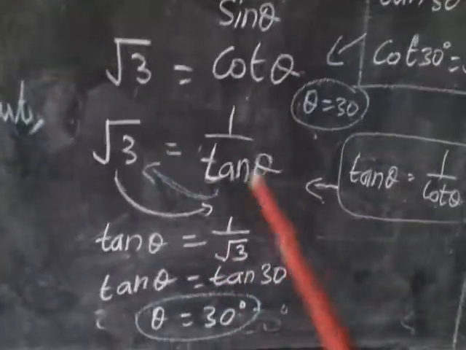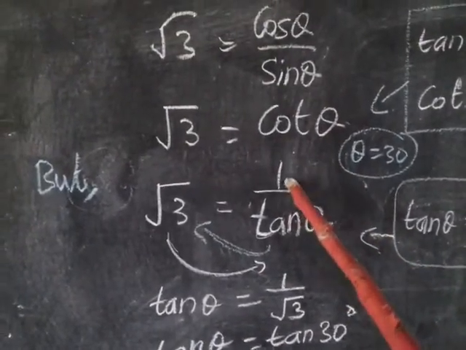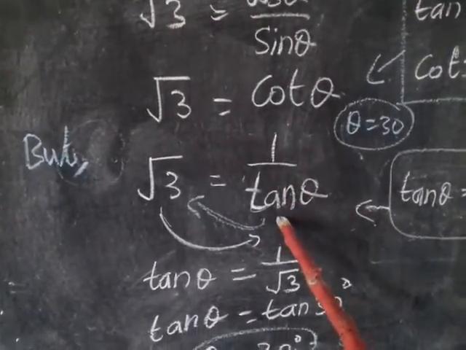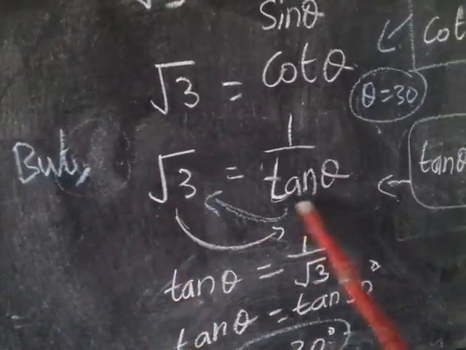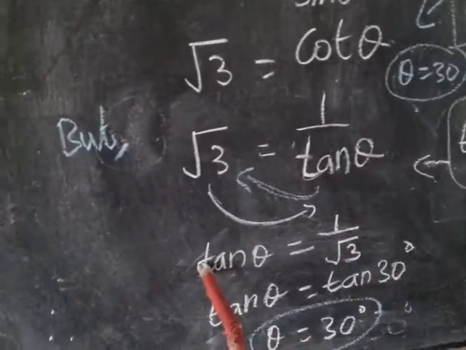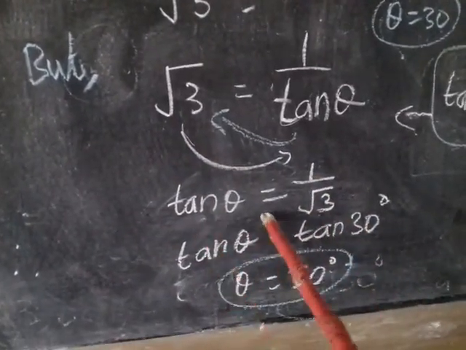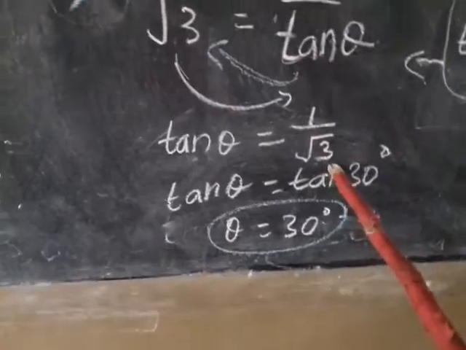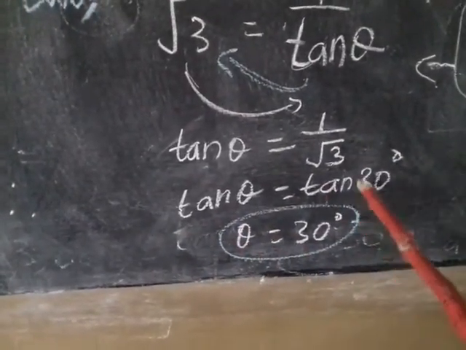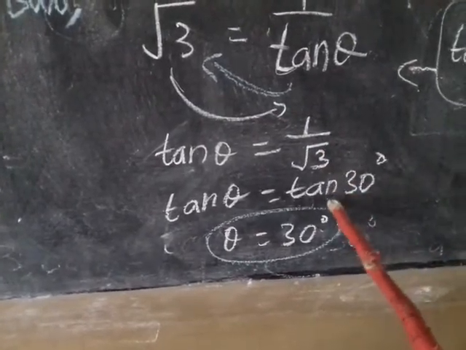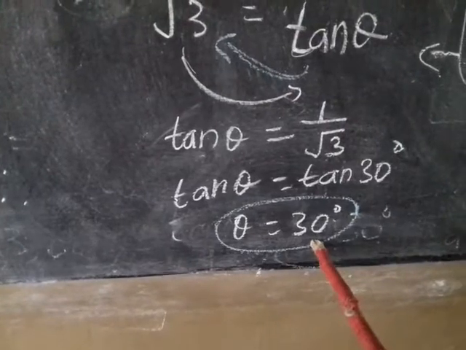But I will explain another way. Cot theta in reciprocal form is 1 by tan theta. This tan theta goes to the opposite side, and root 3 also goes to the opposite side. Here tan theta equals 1 divided by root 3. So tan theta equal to 1 by root 3, which is tan 30 degree. So theta equal to 30 degree.